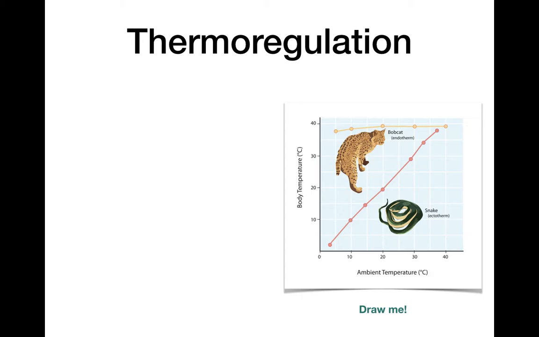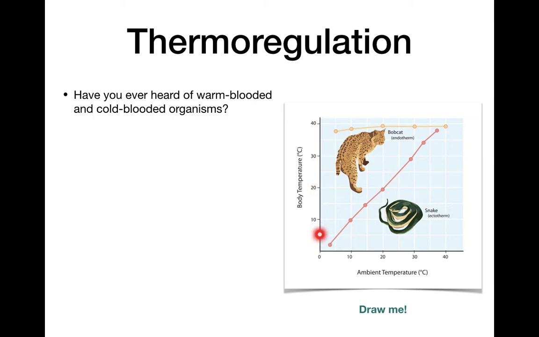Okay, so we're going to start. The first example here is thermoregulation. Have you ever heard of the terms warm-blooded and cold-blooded? So this is the graph you have to draw, and here is the body temperature of the organisms, and here is the ambient temperature or the environmental temperature. So you have 2 examples here, a snake, and this is its curve, its graph, and here is a bobcat, and here's its one. So which one would you say is warm-blooded and which one would you say is cold-blooded?